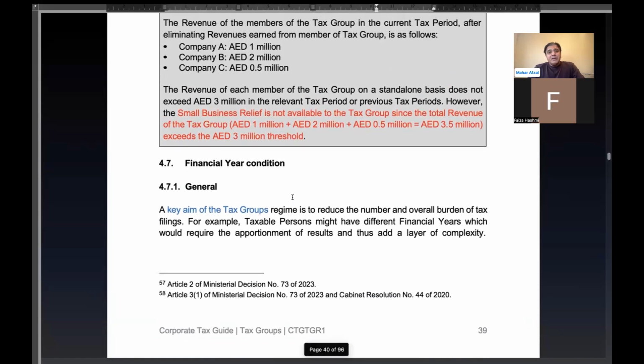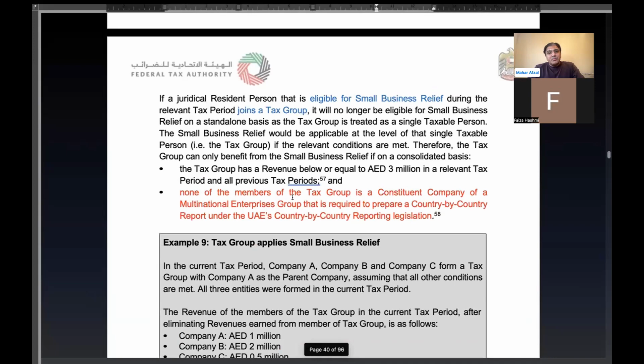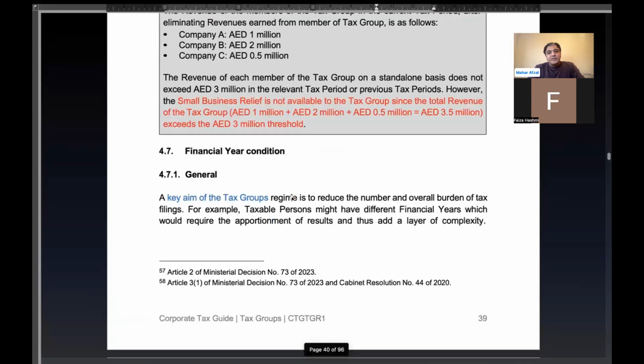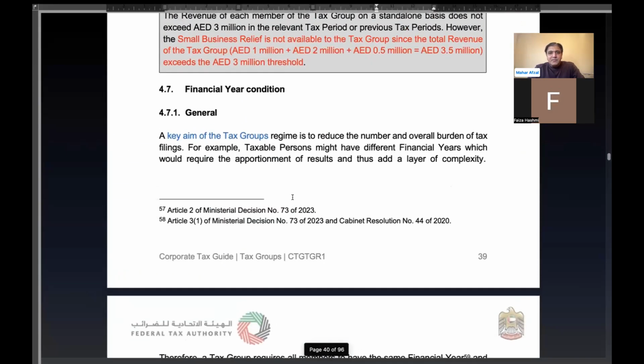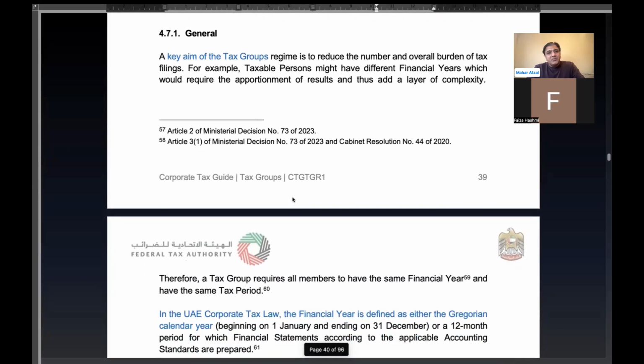Financial year condition. We said all the potential group members or existing group members must have the same financial year. So if they have different financial years, they cannot become a part of the tax group. This financial year can be changed. It can be extended up to 18 months. It can be reduced up to 6 months. They can align the financial years to form a tax group. So this is the financial year condition.